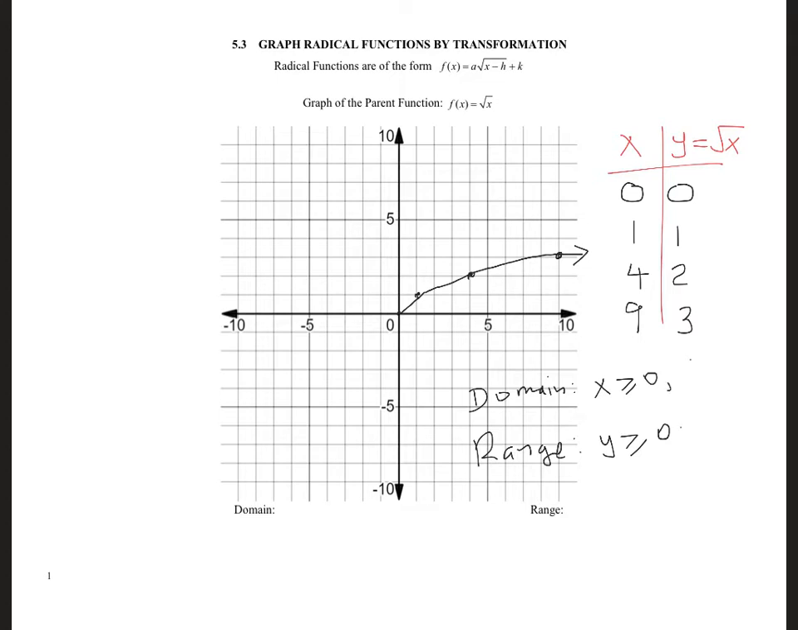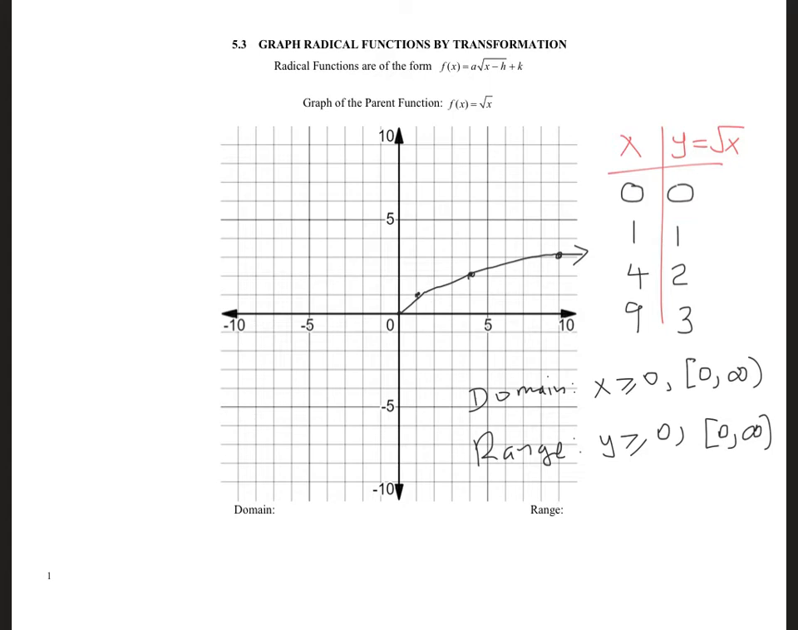Remember, I could write this using interval notation. So this is 0 to infinity. And for the range, I'm looking at the height, the y values. So starting from the lowest point. The lowest point here is 0, and it's included to infinity. Okay, so that's the parent function.